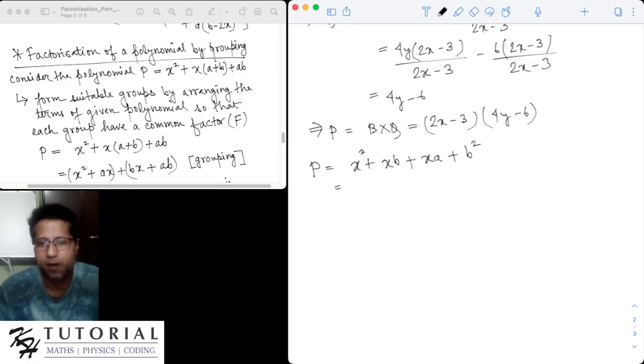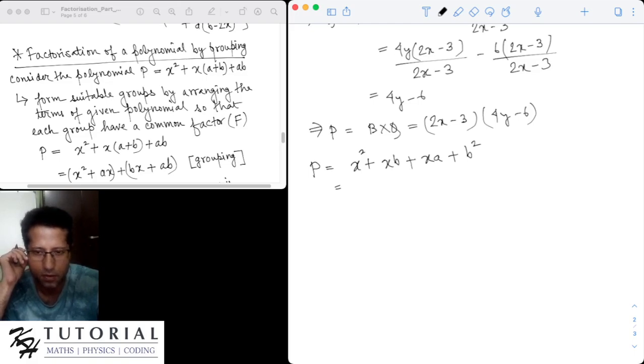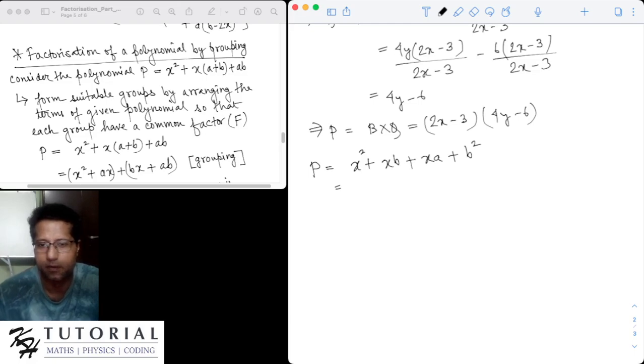Now I will form groups. What is a group? A group is a collection of a few terms, and those terms will have a common factor. You have to observe and do the grouping. There is as such no mathematical way of doing that. You have to observe all the terms, what the variables of each term are, and figure out how to do the grouping.